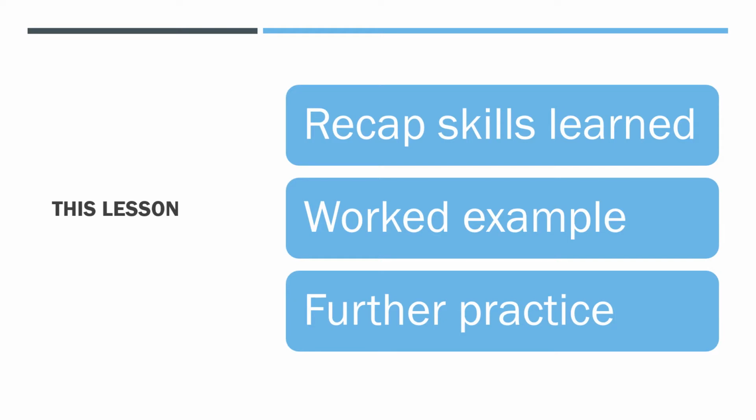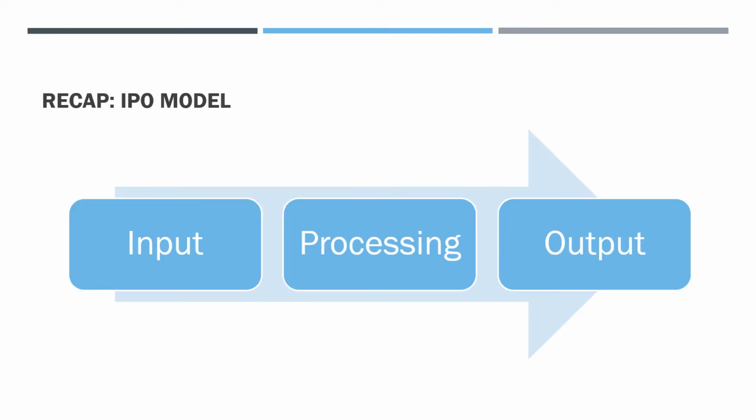In this lesson we'll briefly recap some of the Python skills that you've learned in the last few lessons. We'll go through a worked example and then I'll finish by giving you some further suggestions for extra programming tasks. Just to recap, when we create a program to meet a requirement, we use the IPO model. That means we think about the inputs, the processing, and the output that is required.